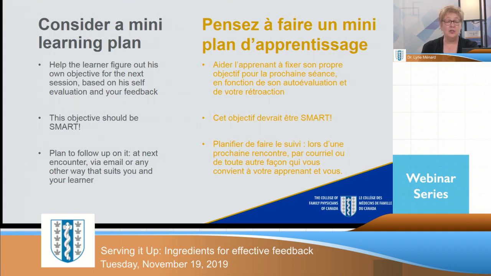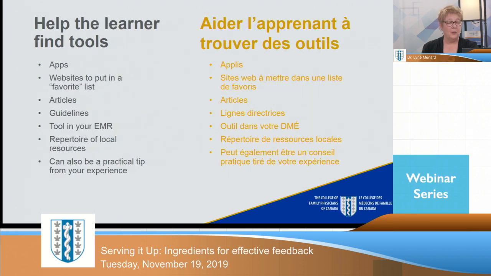And avoid making too many objectives. This is not realistic. The learner will not have enough time to fulfill them, and you will not have enough time to follow up on them. Also remember that there will be many other opportunities to learn. Everything does not need to be taught in one encounter. And do plan to follow up on it at the next encounter or via email or any other way that suits your learner. We're almost there.